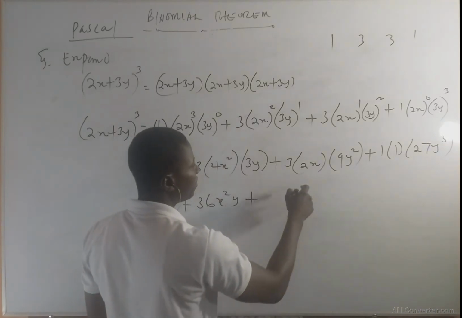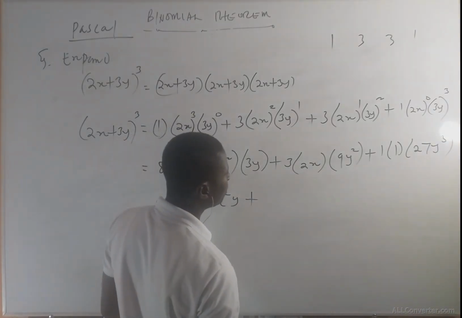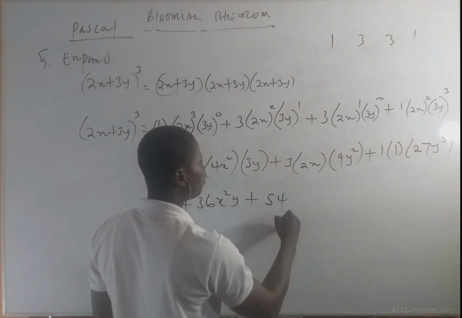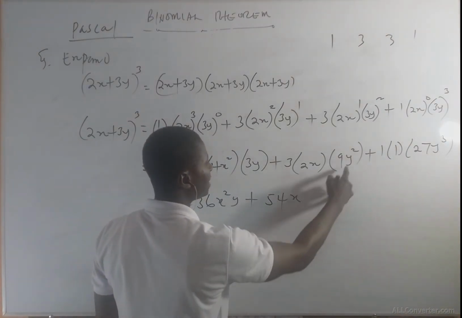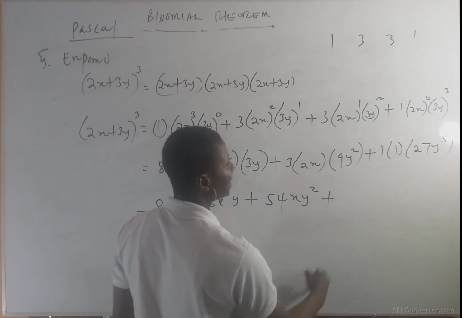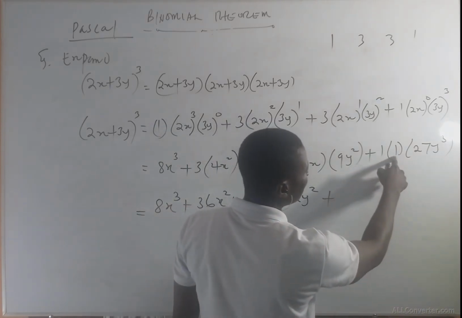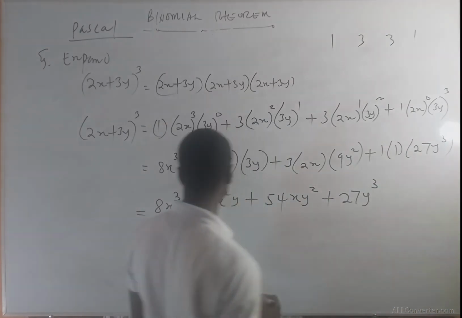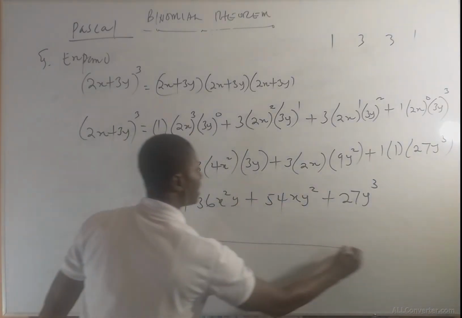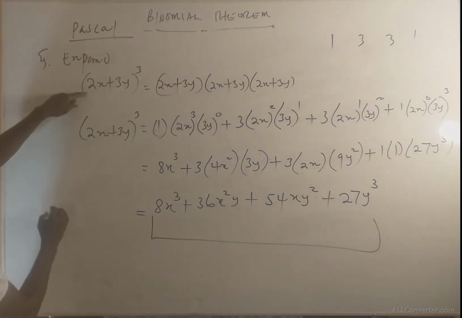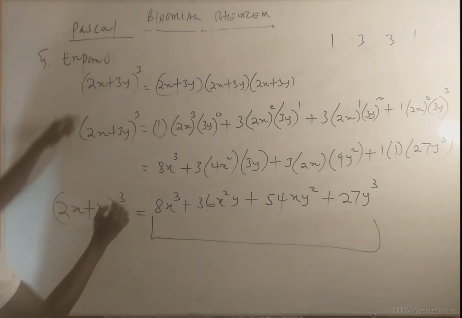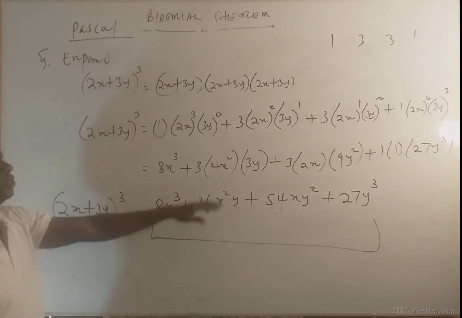Plus, then we have 3 times 2 here, which will also give us 6, and 6 times 9 will give us 54. So we have 54. Don't forget you have x here, and we have y squared term here. Plus, then this 1 times 1 is 1, and 1 times 27 is 27. So we have 27y cubed. In general, this will be the expansion for the question we were given, that is 2x plus 3y all cubed. So that is how we expand using the coefficient.